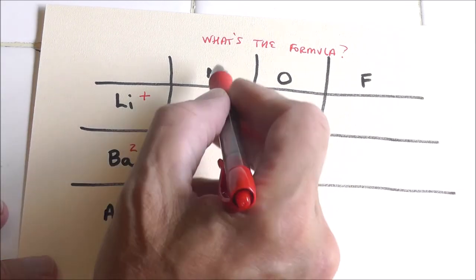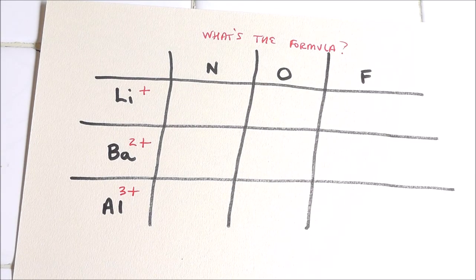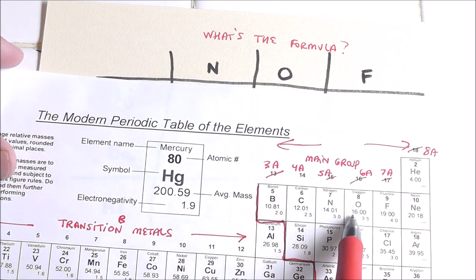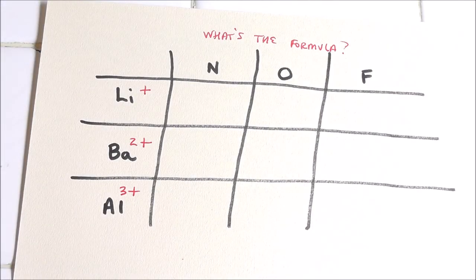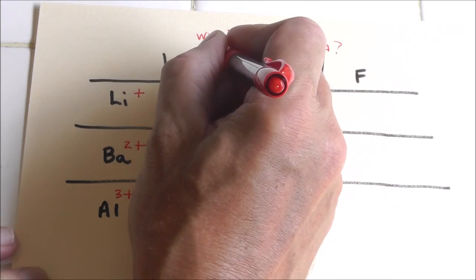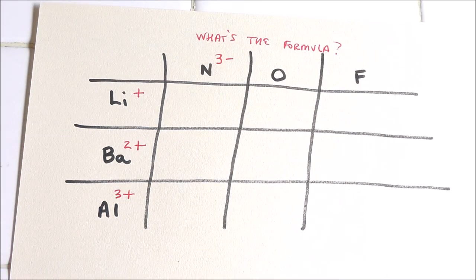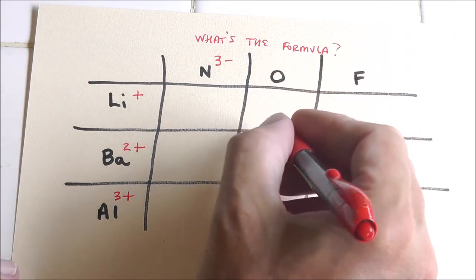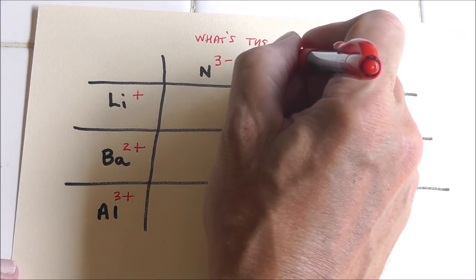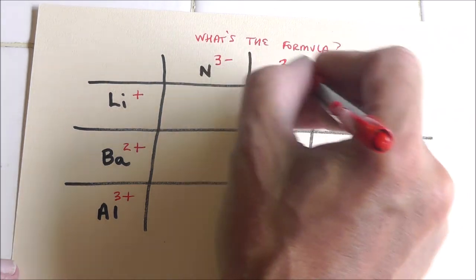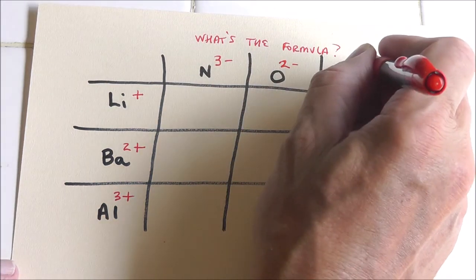So this is group 5. Nitrogen is in group 5. Oxygen is in group 6. Fluorine is in group 7. 5 minus 8, or it needs to gain 3 electrons for it to have as many electrons as neon. Oxygen is its neighbor, only needs to gain 2. Now, if you like rules, it's just the group number minus 8. So 5 minus 8, 6 minus 8 is negative 2, 7 minus 8 is negative 1.